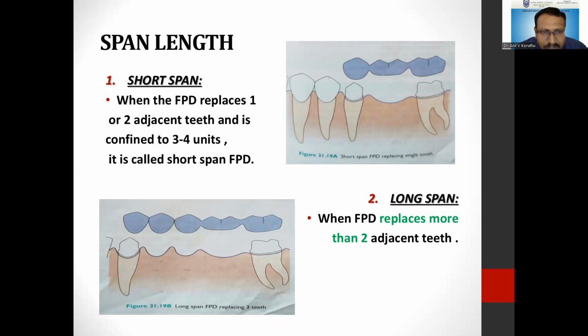Now, according to the span, they are divided into short span and long span. If you are replacing only one or two teeth, we call it a short span bridge, which comprises 3 or 4 units. Like this, you are replacing one tooth, so you have 1, 2, 3 units. But if you are replacing 4 teeth, you have 1, 2, and 3 units followed by 1 and 2 abutments. So they call it a long span bridge.